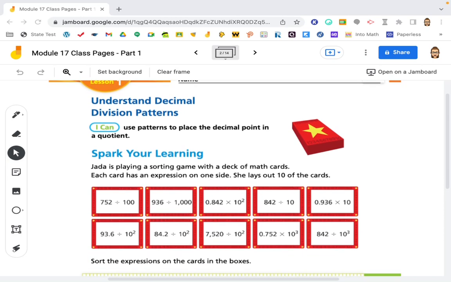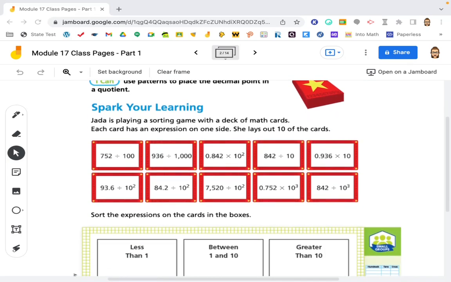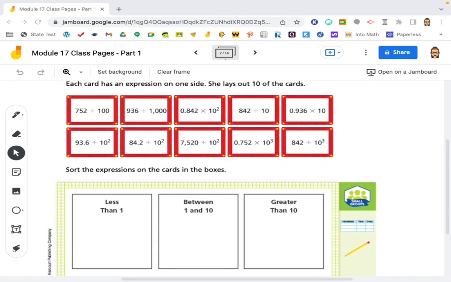So, spark your learning. It says Jada is playing a sorting game with a deck of math cards. Each card has an expression on one side. She lays out 10 of the cards. Sort the expressions on the cards in the boxes.